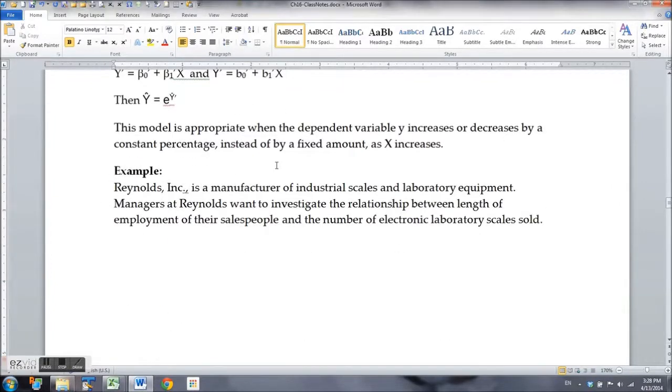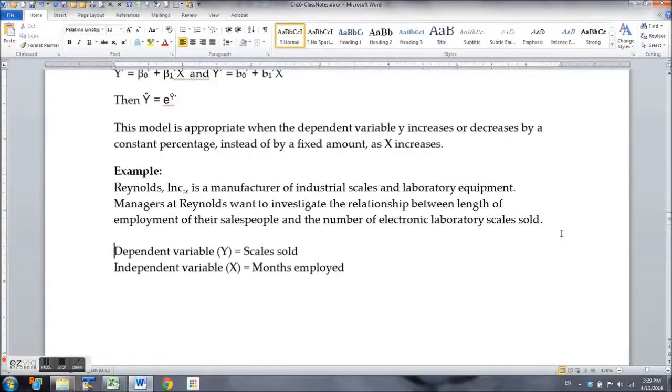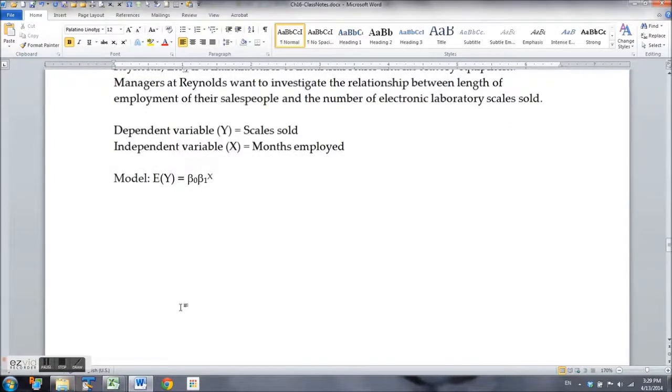We have a manufacturing company that makes industrial scales and laboratory equipment. Now they want to estimate sales through the length of employment for the salesperson, how long the salesperson has been around. So the dependent variable is number of scales sold. The independent variable is number of months the salesperson has been with the company. So the model is this. Now let's go to Excel and complete the analysis.